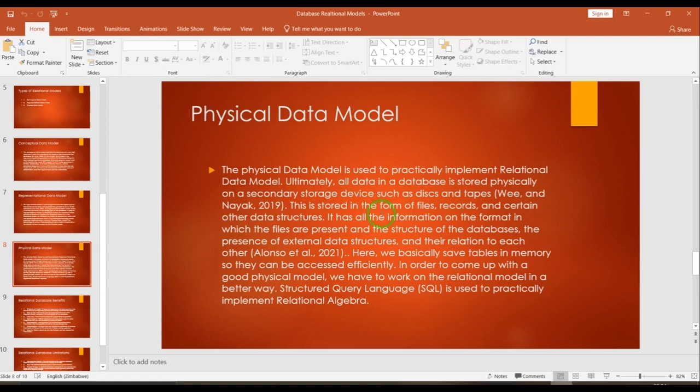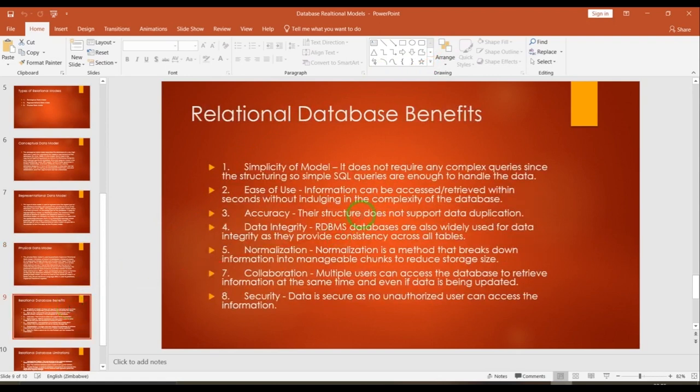In order to come up with a good physical model, we have to work on the relational model in a better way. Then, structured query language, SQL, is used to practically implement relational algebra.